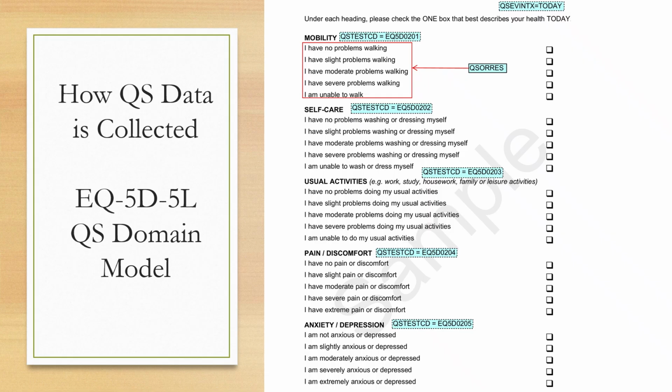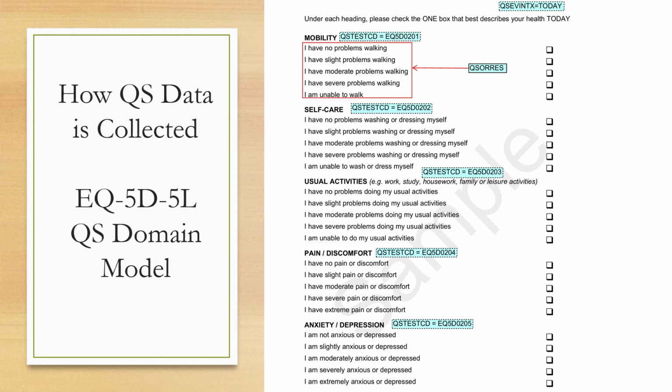Now, whatever value the subject has selected, that value will be called the collected value from the subject's perspective. So that value will be populated in your QSORRES, that is the originally captured result. Whatever value the subject clicks here, the checkbox which is selected for the respective question will be the text value which will go in your QSORRES.